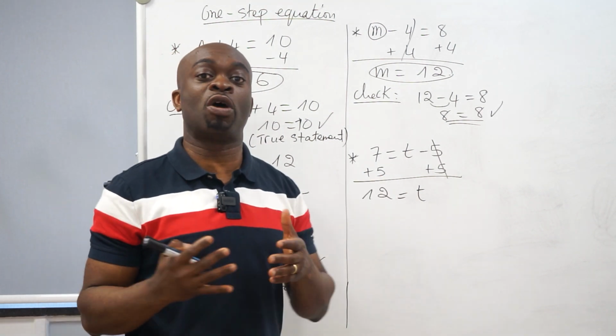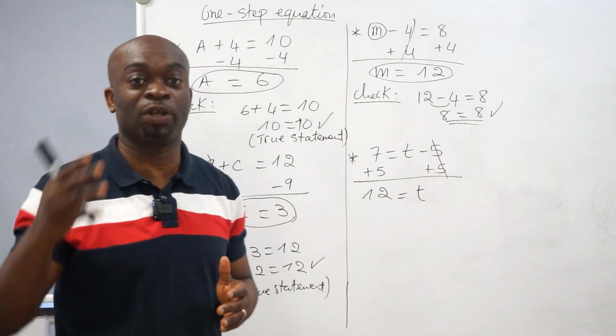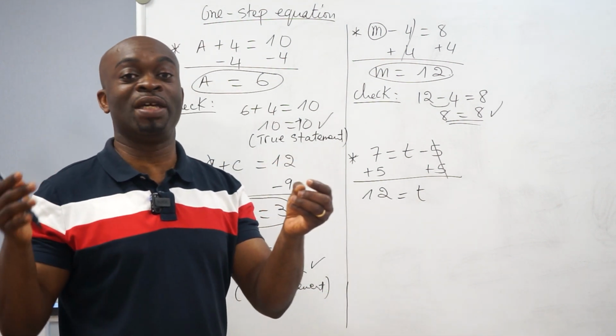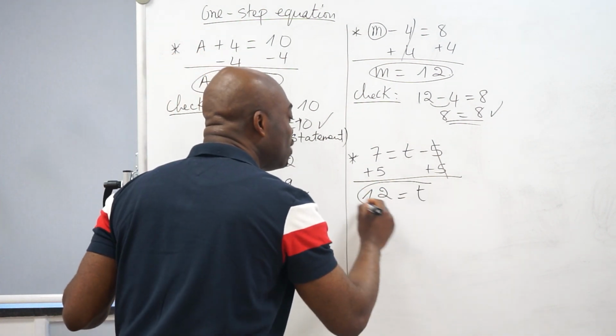So it doesn't matter where we leave the variable. The variable can be left on the left side. It can be left on the right side. Doesn't really matter because it's the same thing. A equals B, B equals A. Same stuff. Okay? So this is t equals 12.